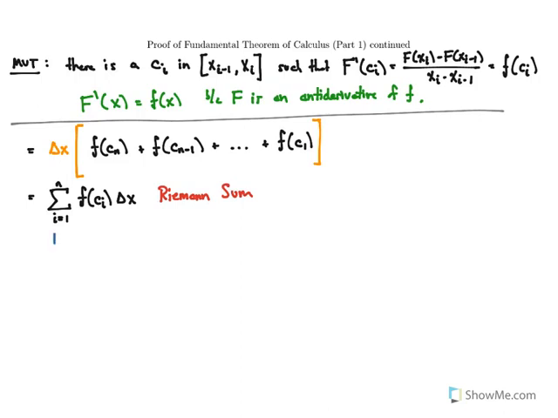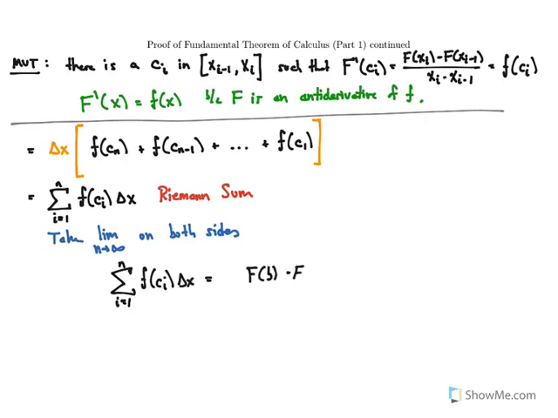We're almost done now. Now we are going to take the limit as n goes to infinity on both sides of our equal sign. So I have that this sum is equal to capital F of b minus capital F of a. And I'm going to take the limit as n goes to infinity on both sides.